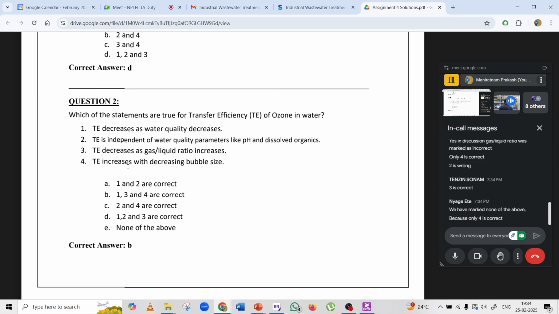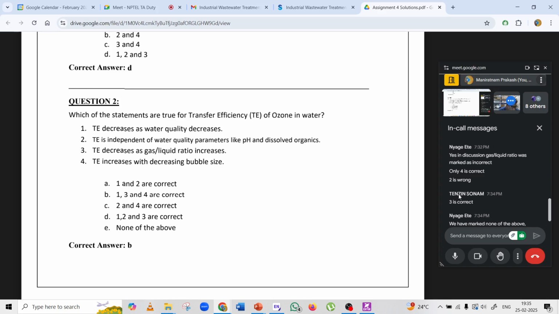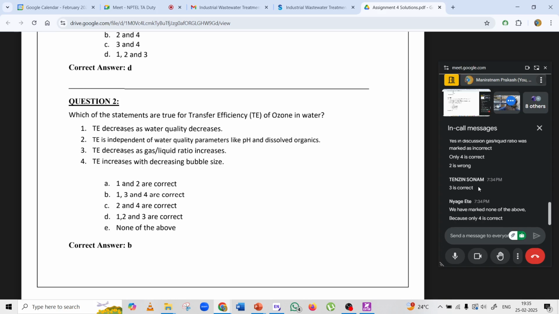Question number two, assignment four. Okay, I will mail regarding this. Question number four only, sir. Four is correct. Any more doubt in another? What about others? What was your name? Tenjin. Sir, what about him? Nayage.